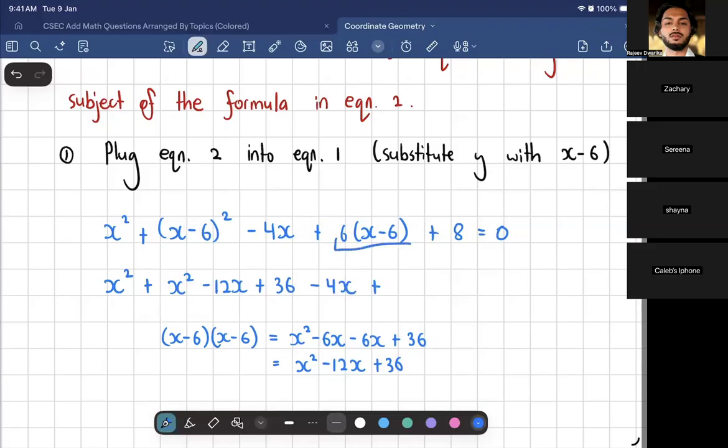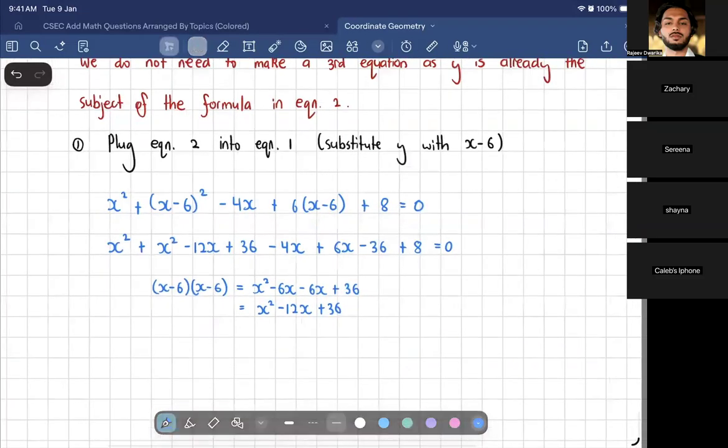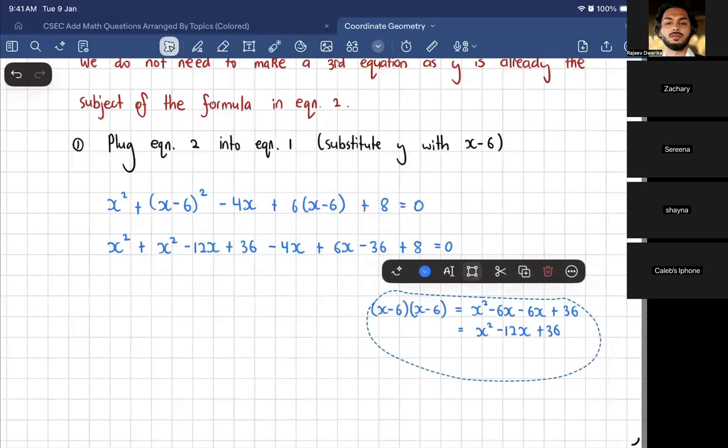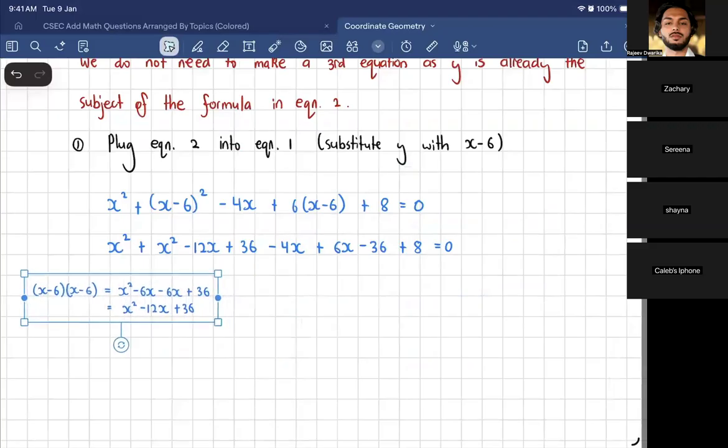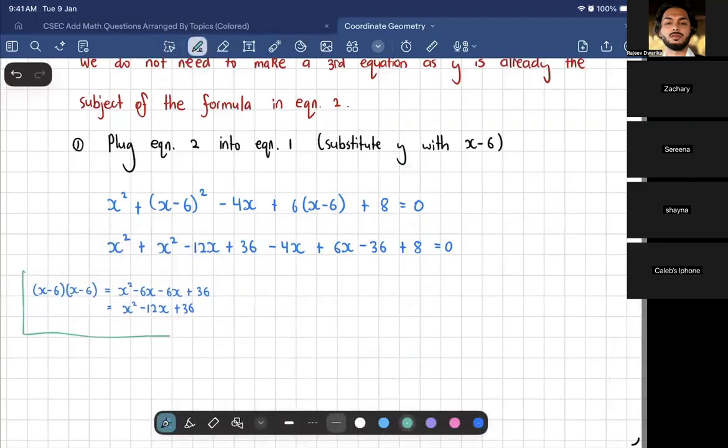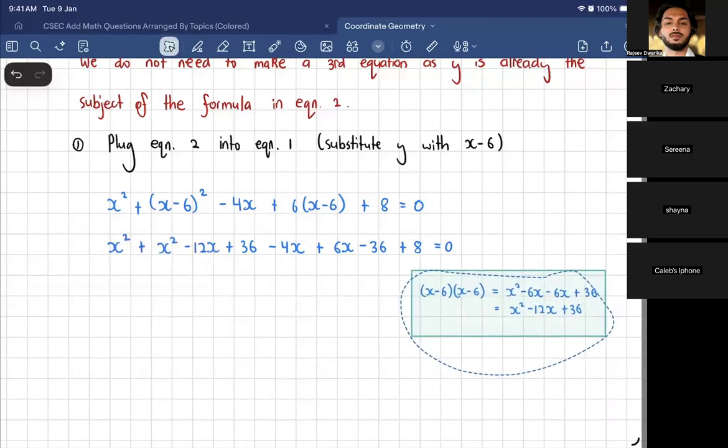I want somebody other than Serena to expand that for me. Somebody expand this for me and tell me what I'd write. 6x minus 36. Great. Good job. Put this to the side.